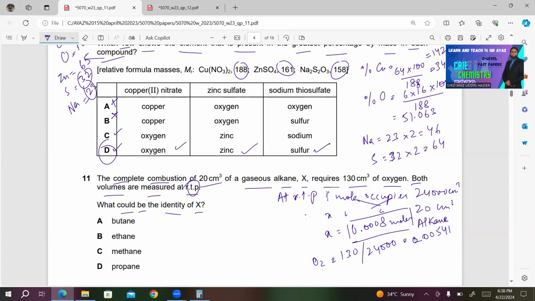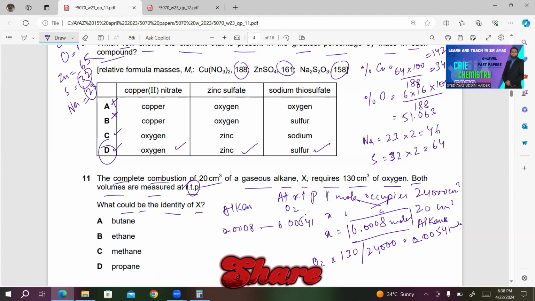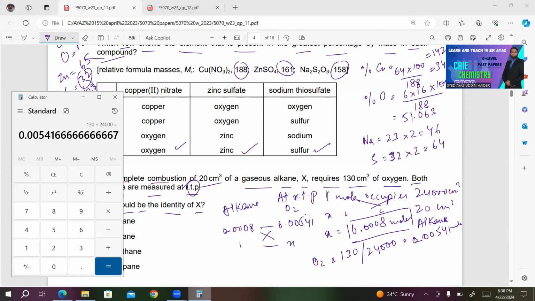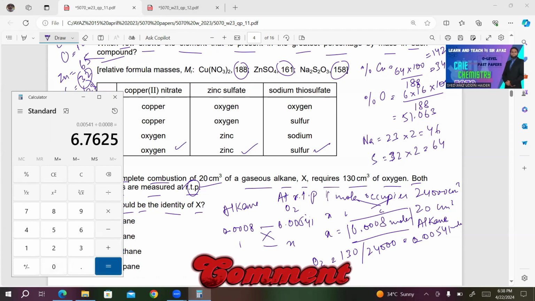Now let's calculate the oxygen for 1 mole of alkane. These are the moles. 0.0008 of alkane reacts with 0.00541 of O2. 1 mole reacts with X mole of O2. 0.00541 divided by 0.0008 gives 6.7625.